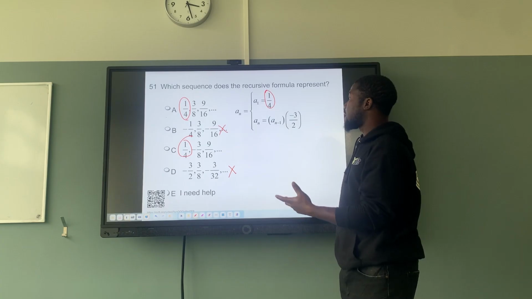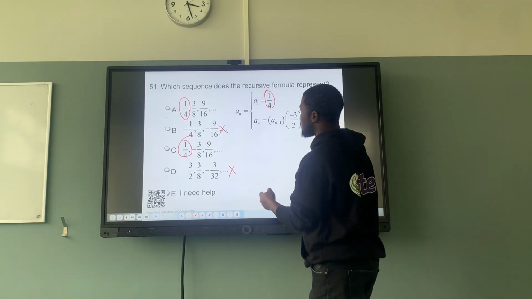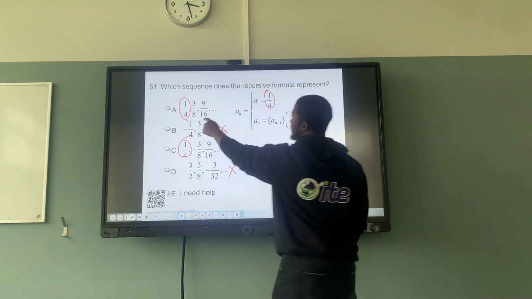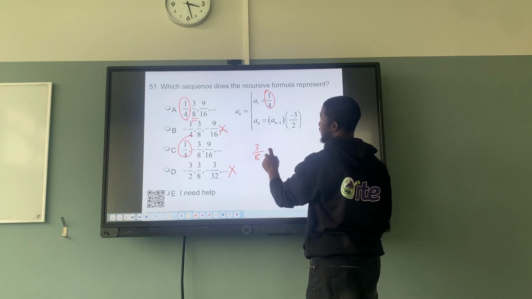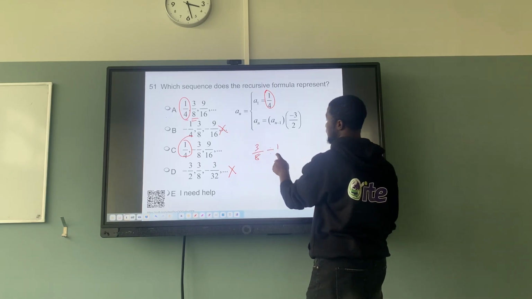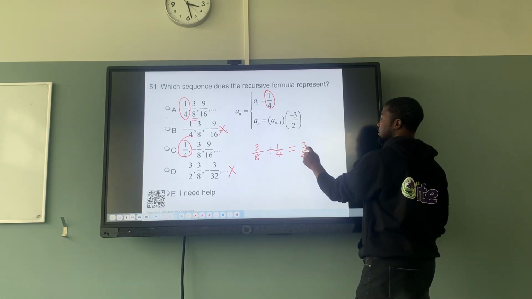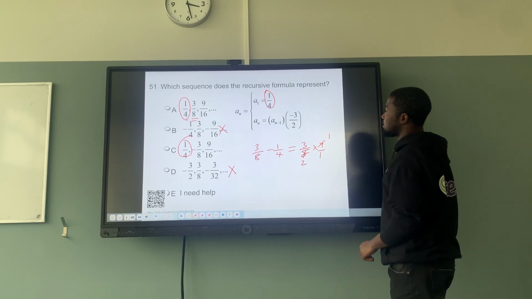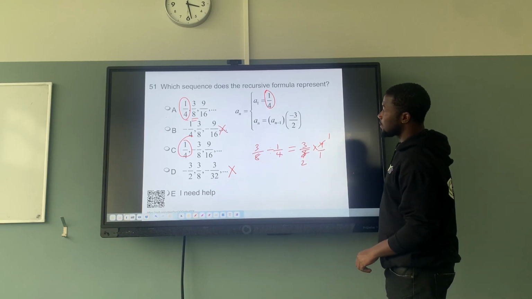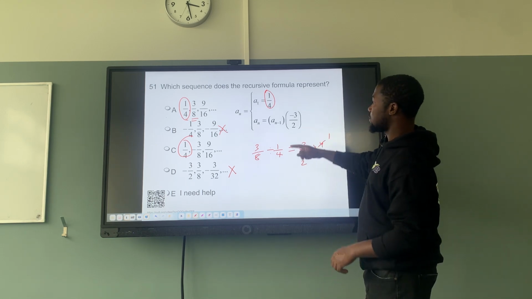In order for you to find out which one is right, you have to investigate the common ratios. So it means divide the second term by the first term, 3/8 divided by 1/4. If you simplify that, it's 3/8 times 4/1. 4 goes into 8 two times, you have 3/2. All right? So the answer here is minus 3/2.